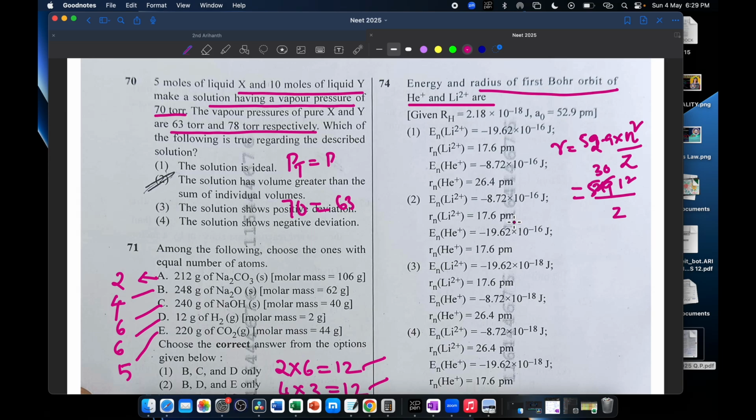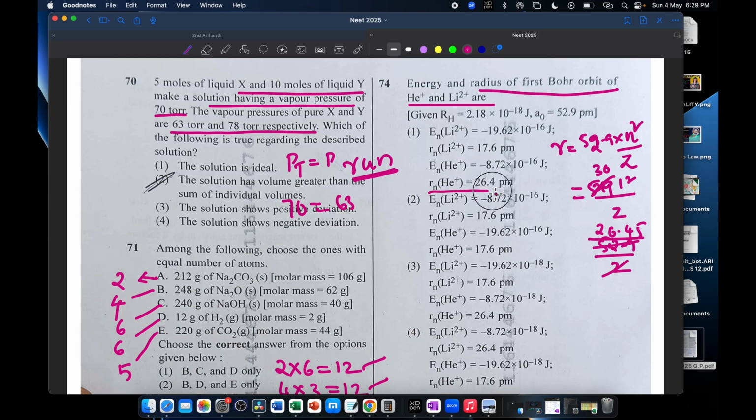Z value is here. So radius is this one. Okay, so 59 by 2. Sorry, 52.9 by 2. Okay. It goes 2, 6, 4 and 5. 26.4. Helium radius is 26. We have to see the helium radius.